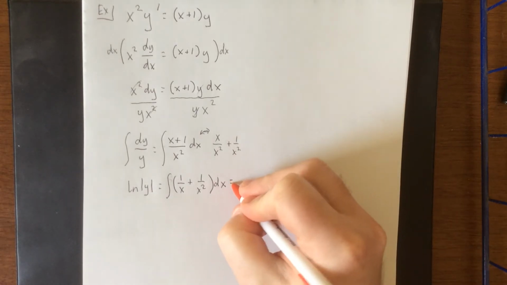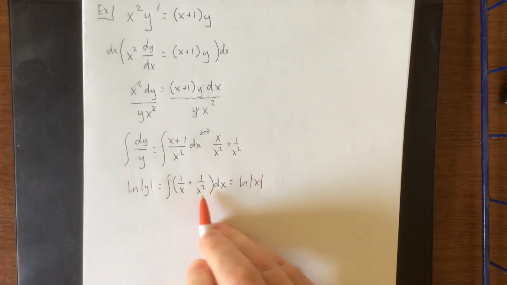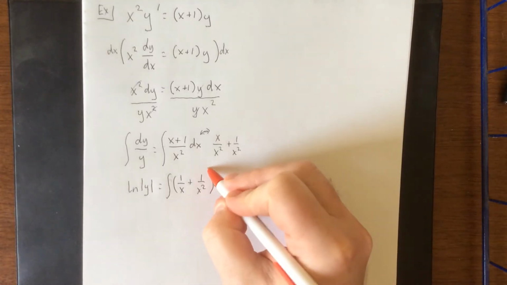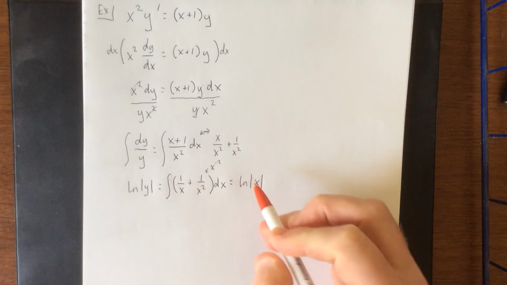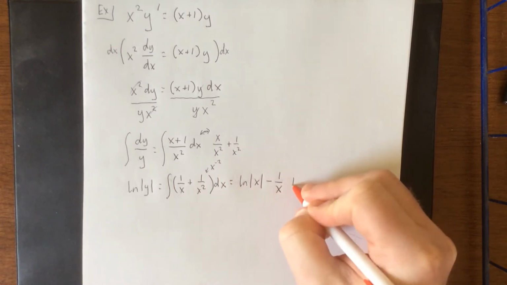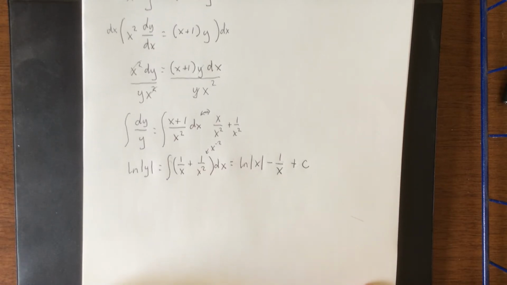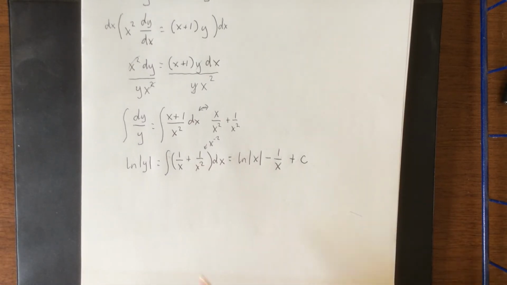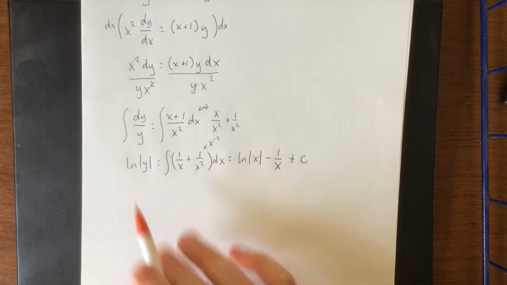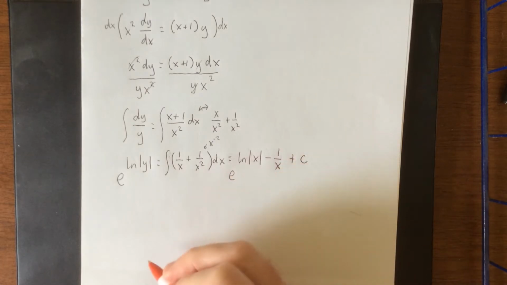That integration is going to give us the natural log of the absolute value of x, and according to the power rule, thinking of this as x to the negative 2 power, this will give us negative x to the negative 1 power. And as I mentioned in the previous video, we will only need a singular plus c associated with this. Next step that I'm going to do is actually solve this for y, and the way that we can do so is by exponentiating both sides. So we'll raise e to the power of both sides.